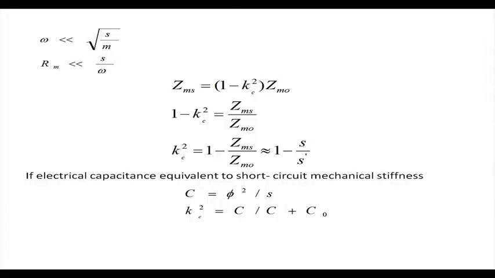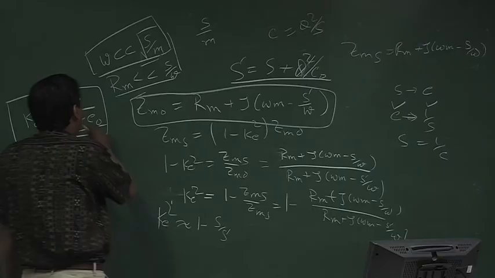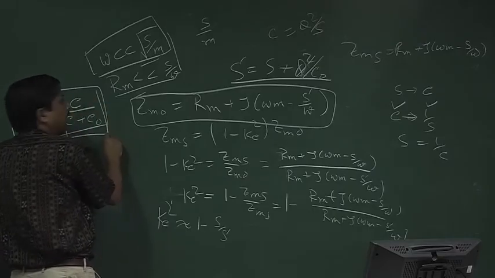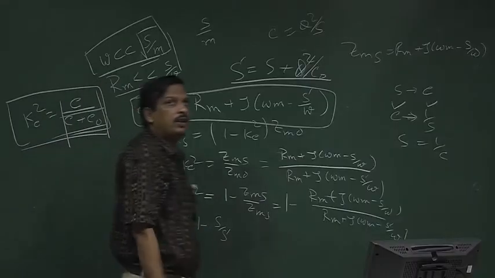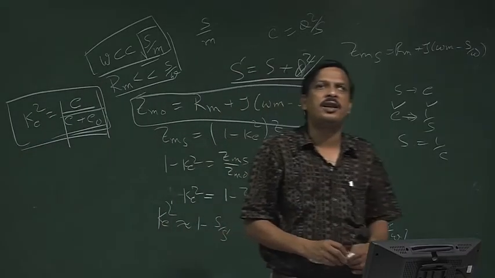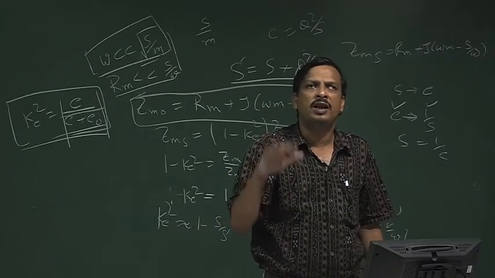What does Kc square mean? This is the ratio of the stored mechanical energy to the total energy. Okay. So, this is the basic derived principle for the reciprocal, or electrostatic, transducer.